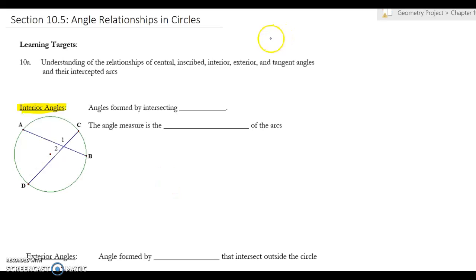Okay, what we're working with now is section 10.5, angle relationships and circles. The first vocabulary word we have is interior angles. Interior angles are angles formed by intersecting chords. And so angle 1, angle 2, and then this angle, and then this angle are also all interior angles. Okay? An angle measure is half the sum of their arcs.